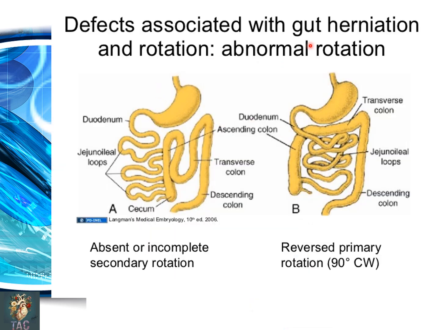Other defects which can be related to the gut herniation and rotation are the abnormal rotations. So first, there may be absent or incomplete rotation, and in this condition the duodenal, jejunal and ileal loops are present on the right side of the abdominal cavity, and the transverse, ascending and descending colon are present on the left side of the cavity. Another condition is the reversed rotation, in which the gut only rotates 90 degrees clockwise, and in such a condition usually the transverse colon is present posterior to the duodenum.